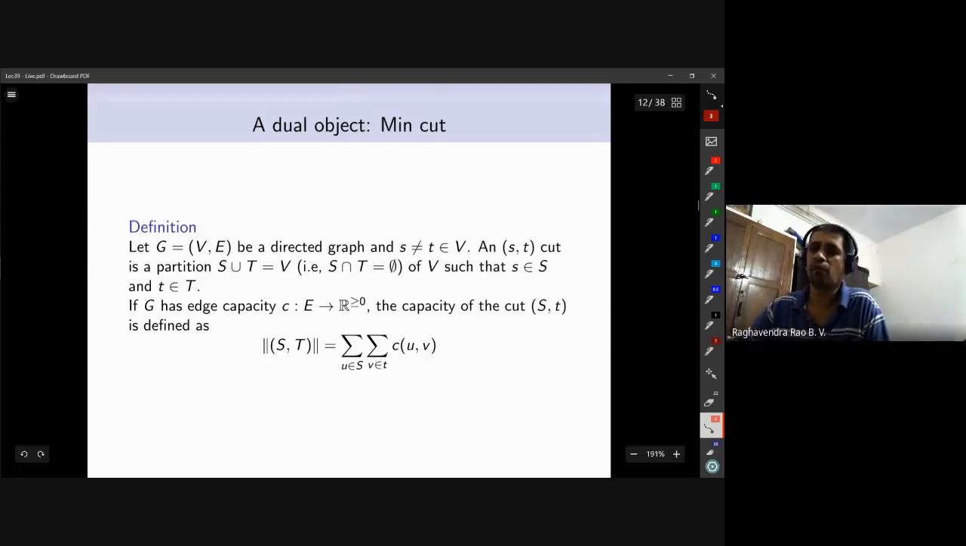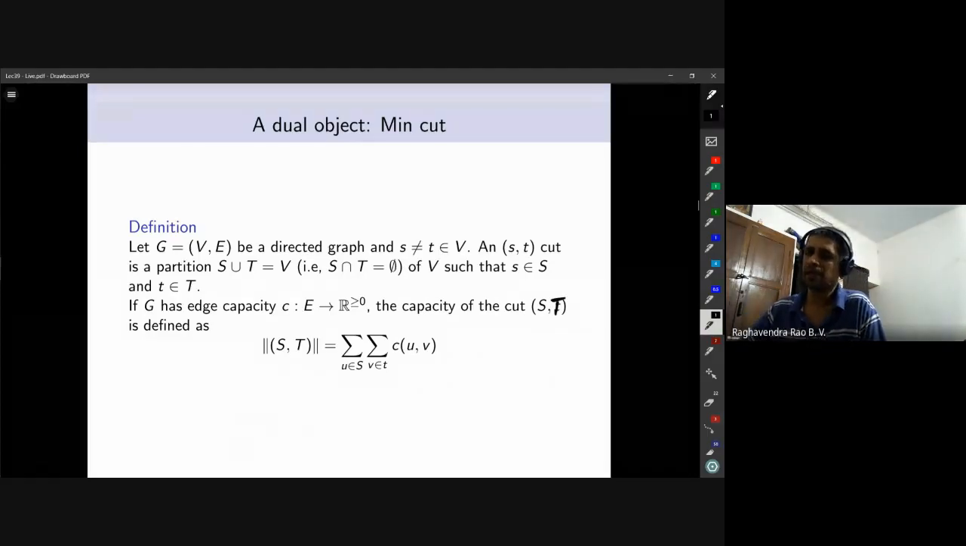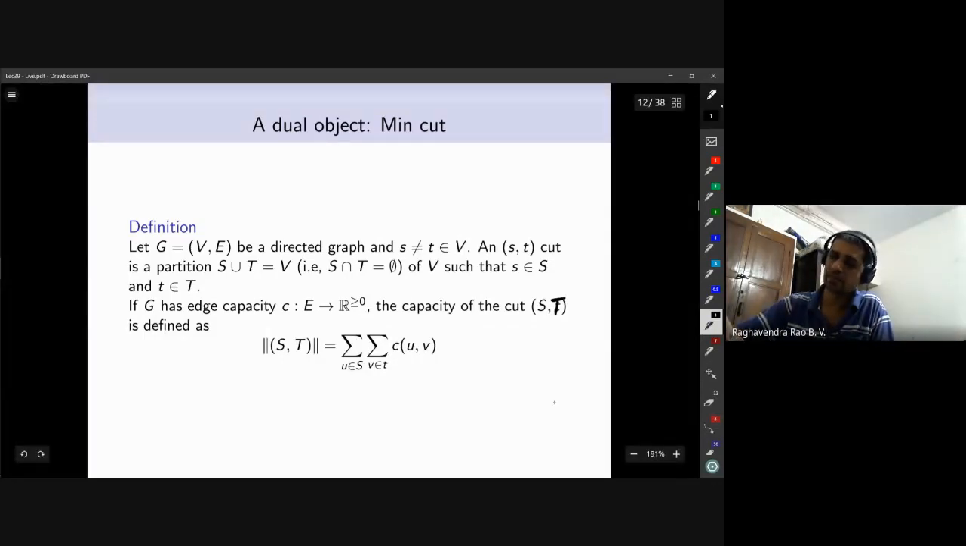Given a flow network, or a directed graph, with S and T given, an S to T cut is a partition of the vertex set, say S union T. When I say partition, they should be disjoint, that is S intersection T should be the empty set, but their union should be the whole vertex set, such that little s is in capital S and little t is in capital T. Now, if G has edge capacity c, then the capacity of the cut S, T is defined as: you look at all edges that go from capital S to capital T.